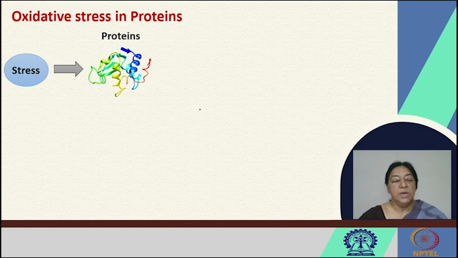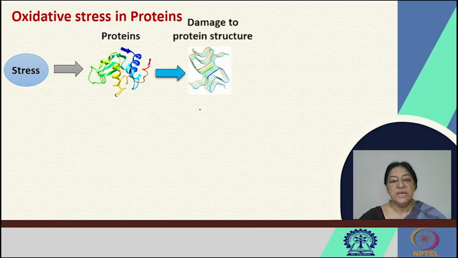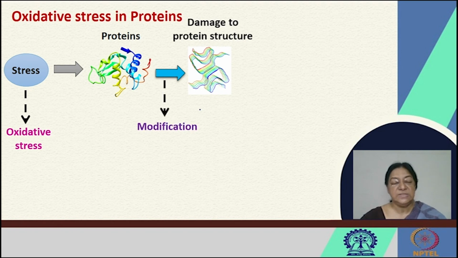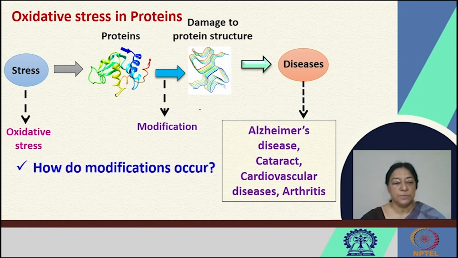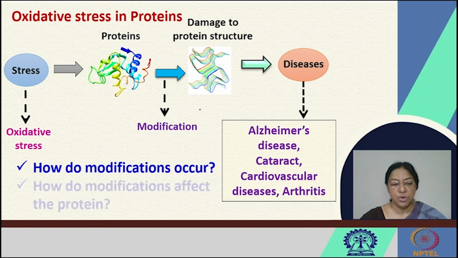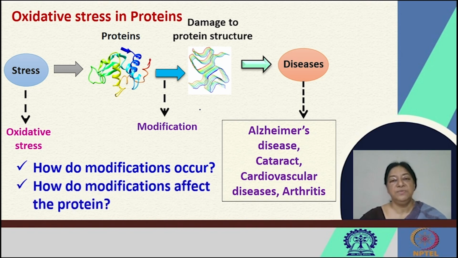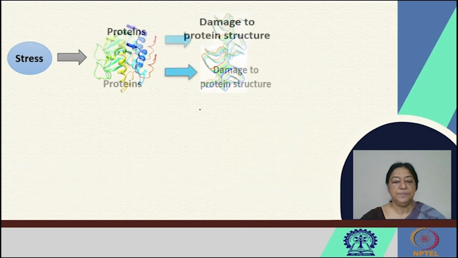So it will not be able to perform the specific activity it has been designed to do. If we look at oxidative stress in proteins, we will understand what we mean by oxidative stress. There is damage to the protein structure. This oxidative stress leads to modification and leads to disease. Diseases such as Alzheimer's disease, cataract, cardiovascular diseases, arthritis, and so on. The question is, how do these modifications occur and how do the modifications affect the protein?